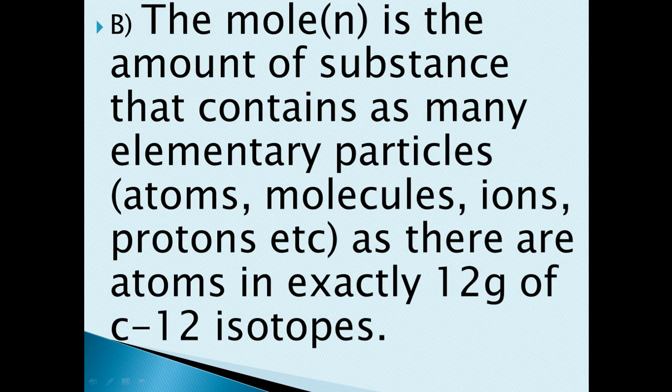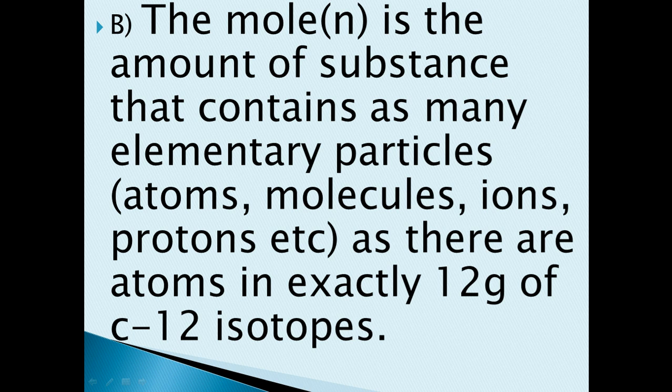B. The mole, n, is the amount of substance that contains as many elementary particles, atoms, molecules, ions, protons, as there are atoms in exactly 12 grams of carbon-12 isotopes. You are comparing the amount of substance. So if a certain amount of substance has the same number of elementary particles, which is equal to 6.02 times 10 to the 23 sodium atoms, or 6.02 times 10 to the 23 chlorine atoms, or 6.02 times 10 to the 23 chloride ions, we say that is a mole of a substance.